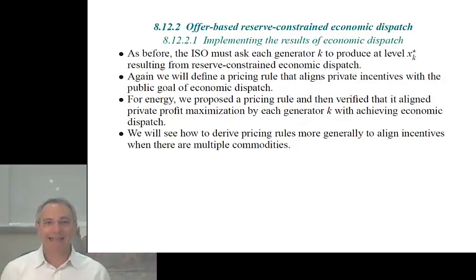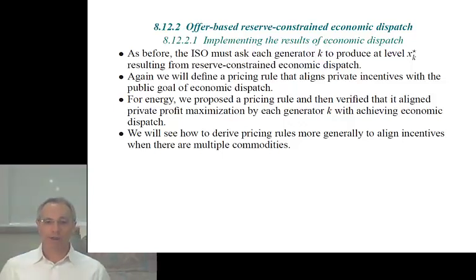So let's now translate that into offer-based reserve constraint economic dispatch. If we want to implement the results of economic dispatch, the ISO has to ask each generator K to produce at a level XK. Remember, that involves a generation, PK star, a reserve, spinning reserve commitment, SK star, that results from the reserve constraint economic dispatch. We're going to define a pricing rule that aligns the private incentives with the public goal of economic dispatch. Previously, for energy, we proposed a pricing rule, and we then verified that it aligned private profit maximization by each generator with achieving economic dispatch.